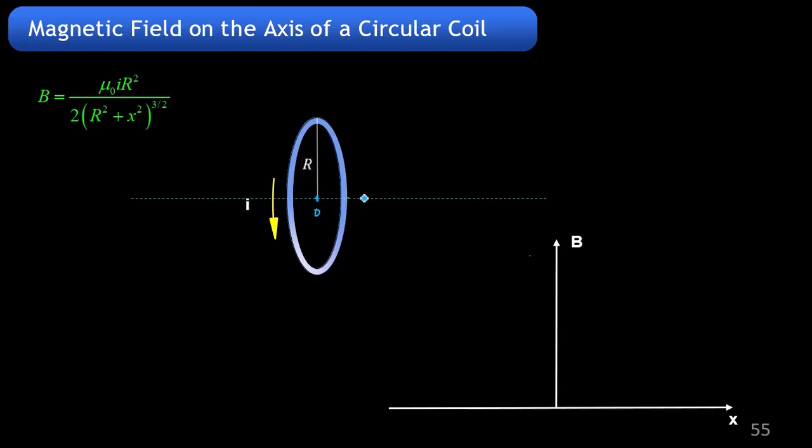As I am moving away from this coil towards right or left, okay, if I situate myself over here and curl my fingers along the arrow direction of the current, the magnetic field at this point will be in this direction.